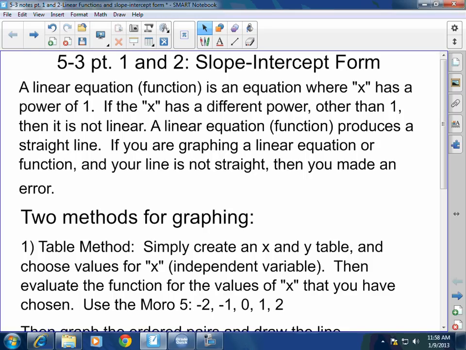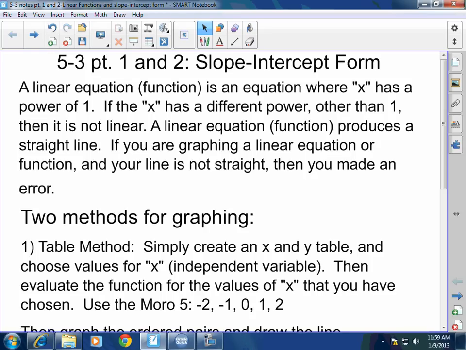The wonderful thing about this is, after today, after you learn the real slope-intercept method of graphing, you will never have to make a table again to graph a linear equation. You may have to make a table to graph a quadratic or an absolute value or a cubic, but a linear, you will never have to make another table after today, which is great.